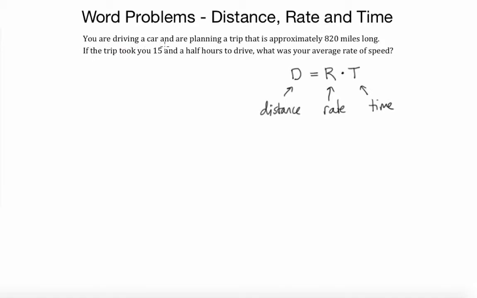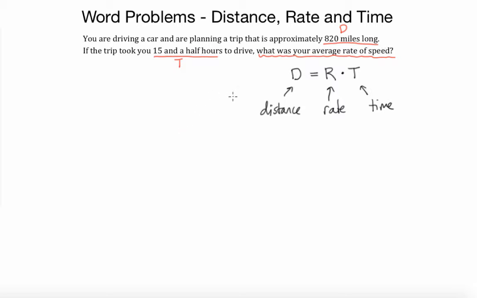You're driving a car and are planning a trip that is approximately 820 miles long. All right, that looks like a distance. I'm going to go ahead and label that D. If the trip took you 15 and a half hours, that looks like a time. I'm going to underline that for T, to drive. Here's the question. What was your average rate of speed? That's my rate. So I'm trying to find the rate.